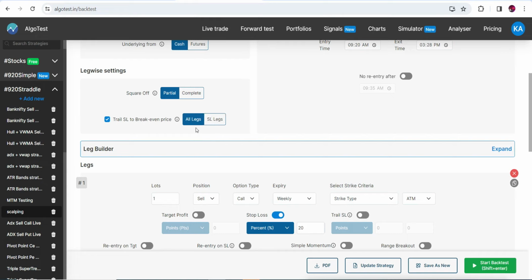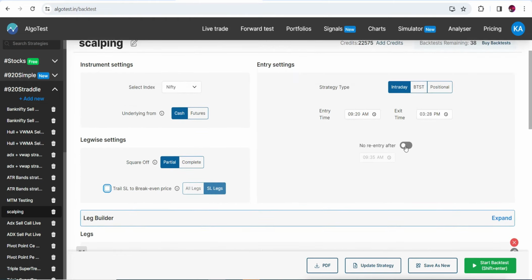So this is how the all legs and SL legs options work: if we select all legs, it means it will move the stop loss of all other legs to break even price if any leg's stop loss is hit. But SL legs will only move the stop loss of the other legs whose stop loss we have defined. If we have not set any stop loss, then it will not move the stop loss to break even price. So this is how this feature works. Let's unselect it.